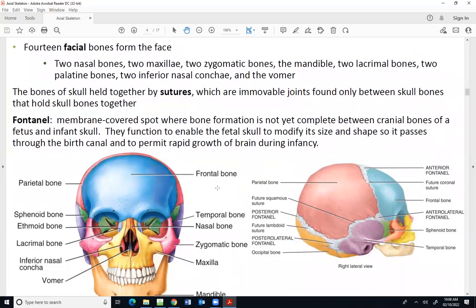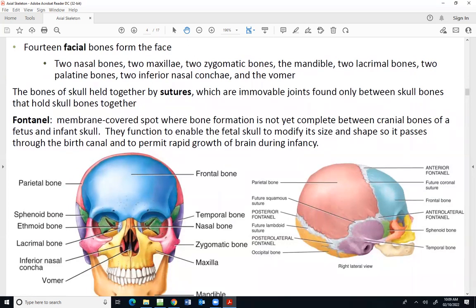And then the 14 facial bones form the face. They have no role whatsoever with supporting or cradling the brain. It includes two nasal bones, two maxillae, your upper jaws, two zygomatics that are the principal cheekbones. Then you also have, in your nose, two lateral wall bones called inferior nasal conchae, and the vomer.